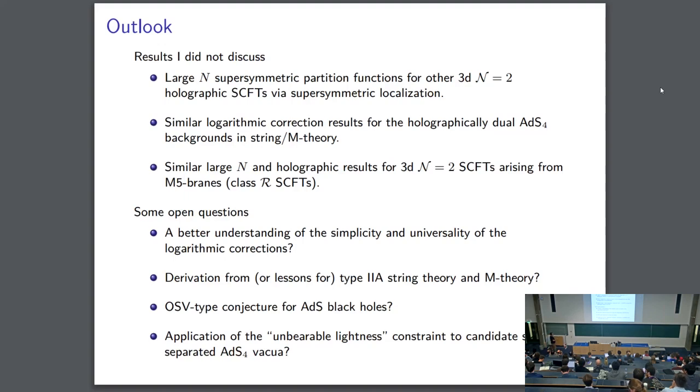And finally, this last thing which I mentioned seems more general than these examples that I told you about and may be interesting to explore. Thanks a lot.